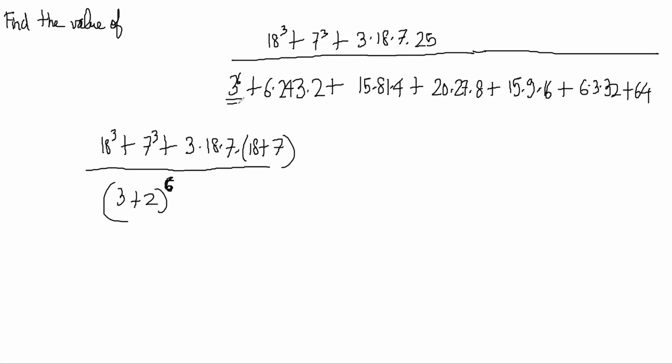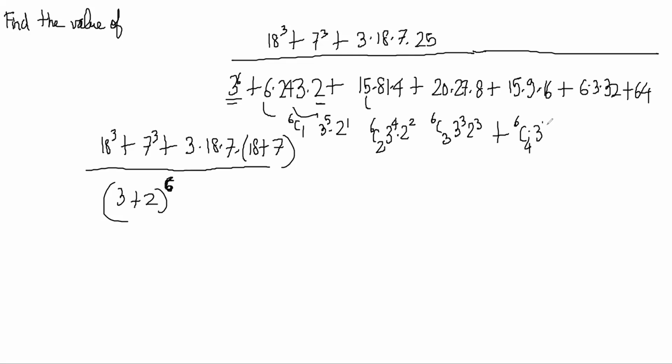See, this is 6c1, and this is 3 power 5, this is 2 power 1. And this is 6c2 is 15, and 3 power 4 is 81, and 2 square is 4, right? All the terms are coming here. 6c4, 3 square, and 2 power 4. 6c5, 3 power 1, 2 power 5, and 6c6 into 2 power 6, right? So numerator is 25 cube and denominator is 5 power 6, which is equal to 1, right? So very straightforward.